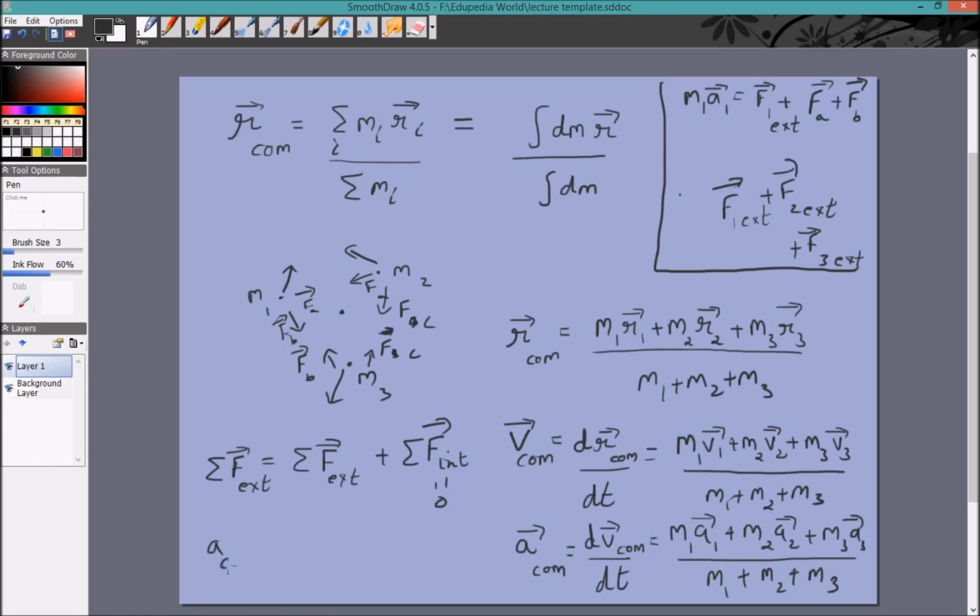So the sum of all the internal forces is 0, which simply means, if I look at this equation again, ACOM is equal to summation F external by the total mass m1 plus m2 plus m3.